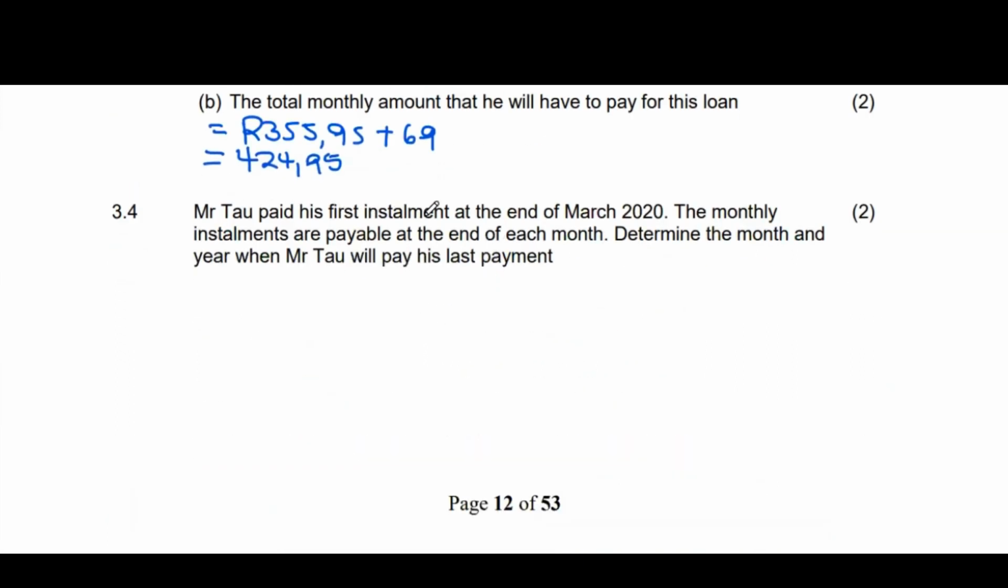He paid his first installment in March 2020. The monthly installments are payable at the end of each month. Determine the month and the year when he will pay his last installment. Remember, 2020, he has taken 4 years. So it's supposed to end in 2024. But then this is March. So he will end in March 2024.